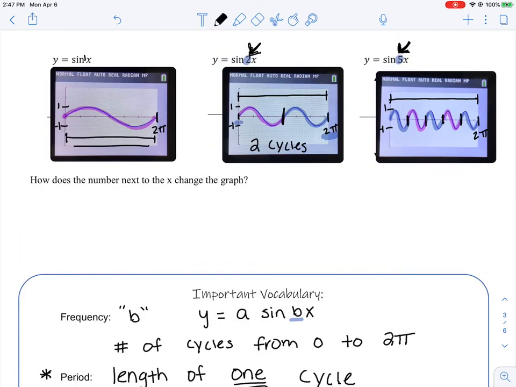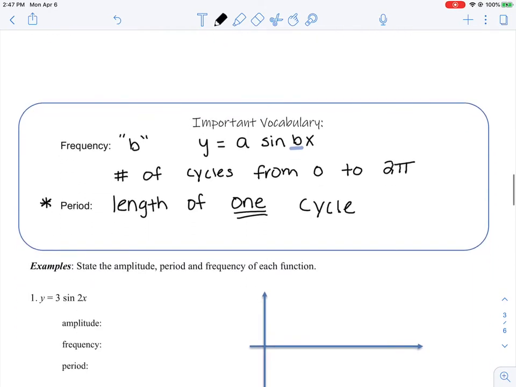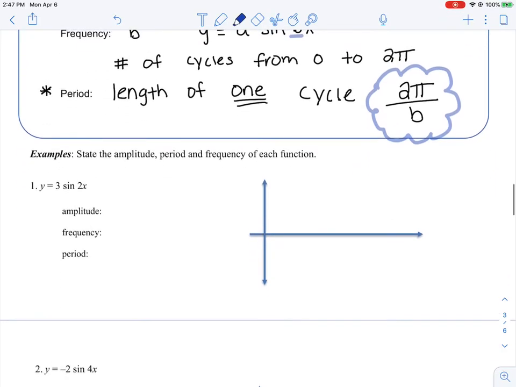So if I want to see what the length of just this 1 cycle is, if I know there's 5 in this 2 pi, I could divide by this b value and figure out how long each of them are. So that's why I have this equation, 2 pi, and I'm going to divide it by the frequency or that b value. So this is a very important formula that we are going to use for this unit. So I would just star or highlight it. And at some point, we do need to keep this formula in our memory.